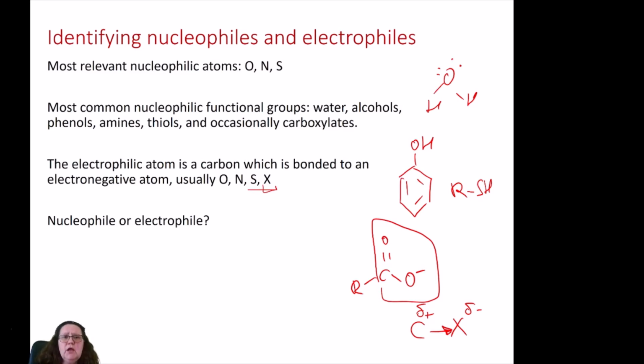So nucleophilic atoms are oxygens, nitrogens, and sulfurs. Nucleophilic functional groups are functional groups that contain those atoms and act through those particular atoms. Electrophilic atoms are the carbons attached to those nucleophilic atoms.